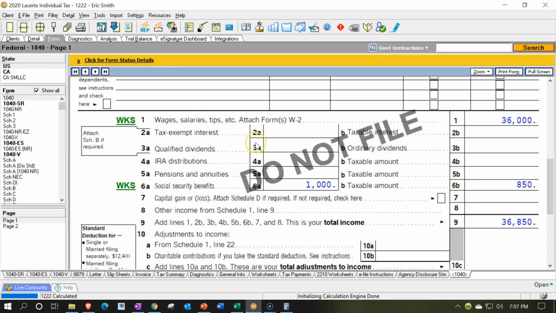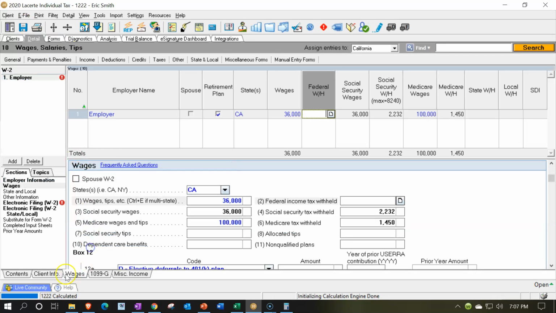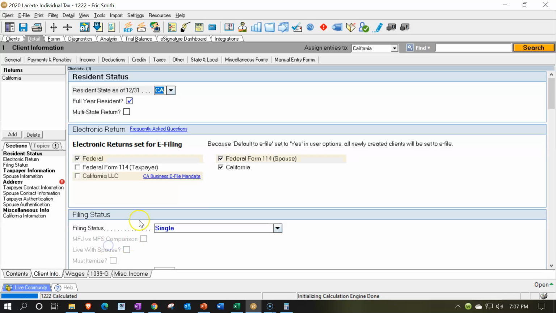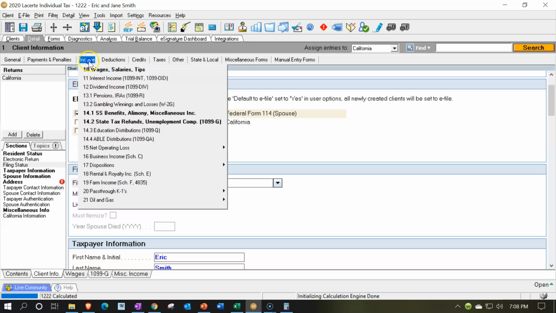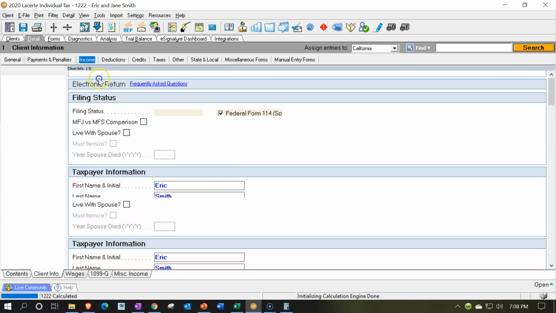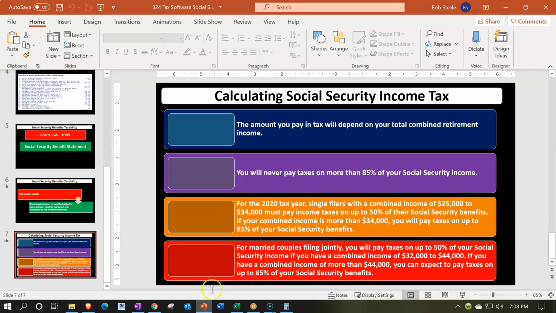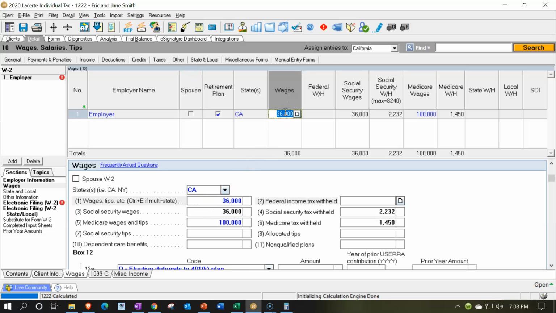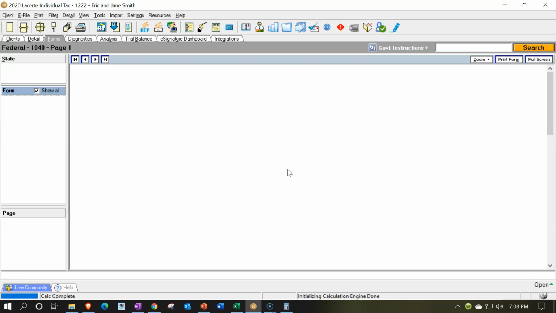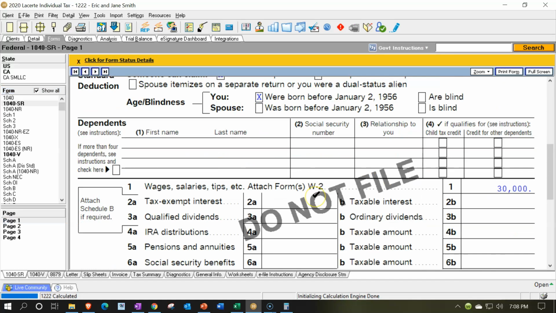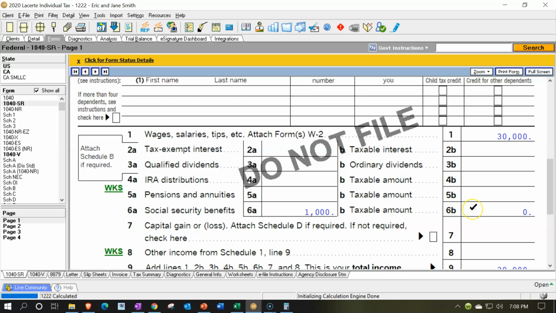Let's switch it up to married. Let's say, well, what if we're married filing joint? And so we'll go to the client information. We're going to bring it up to married filing joint and go through our thresholds once again and check them out. So now for married people, if it was less than 32,000, you would think it would not be included. So let's bring it back down to 30,000 and check that out. Go to the forms, check it out. Okay. And we then have the 1,000 here, none of it included in taxable.